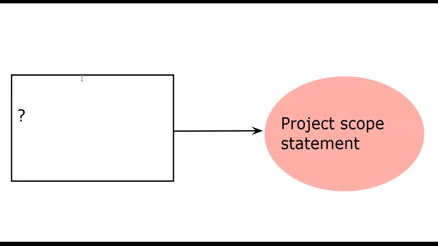The answer to this, my friends, is none other than define scope. From define scope, we get the project scope statement. And remember, the project scope statement is one of the big three. We've talked about this before. And this is where you have your WBS dictionary, project scope statement. Those three, they make up your scope baseline.